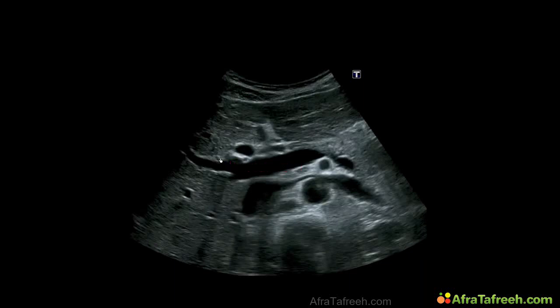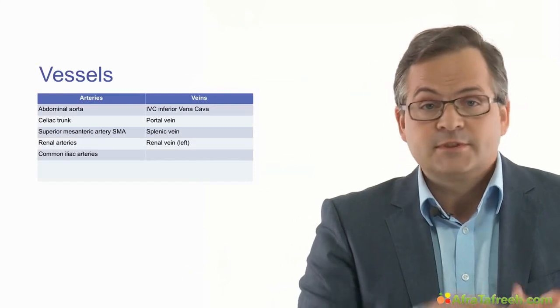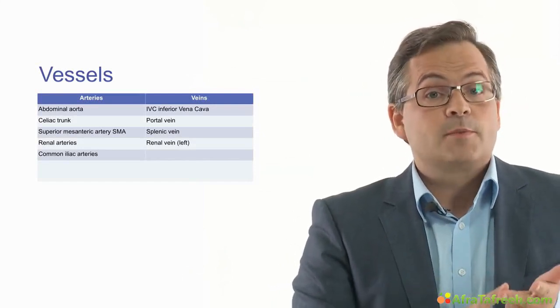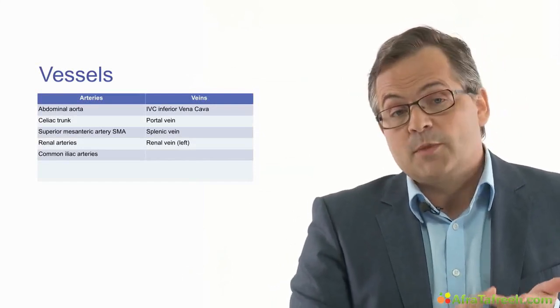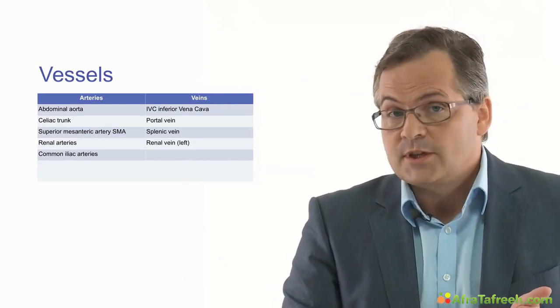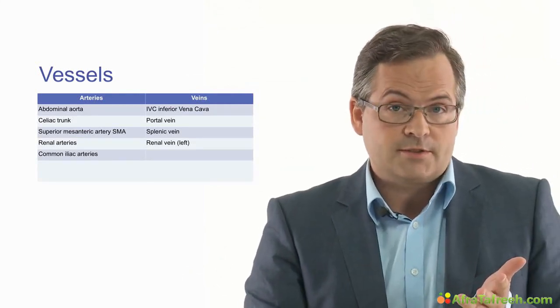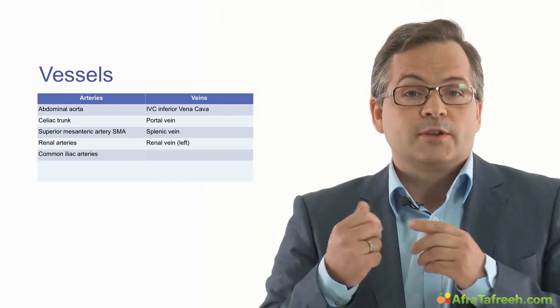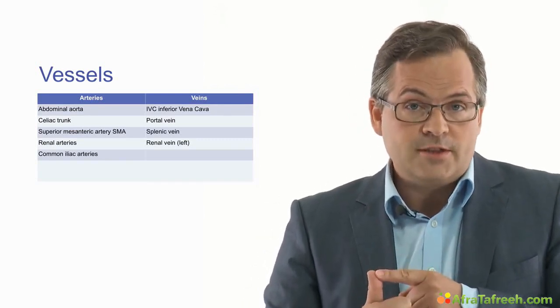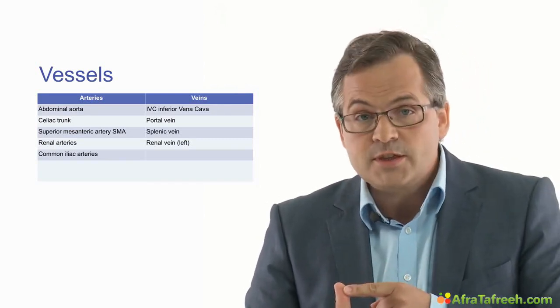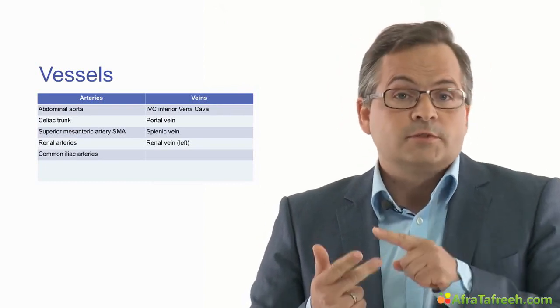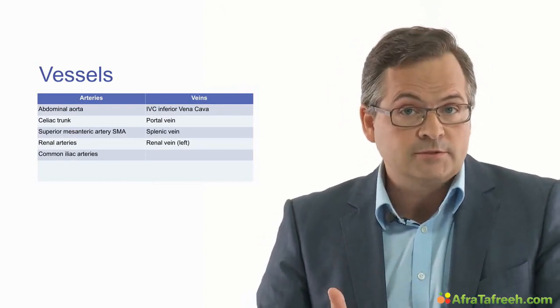portal vein. We managed to identify the arterial vascular tree: the abdominal aorta, celiac trunk, superior mesenteric arteries, and maybe also the renal arteries and the common iliac arteries. And we found the very important venous landmarks: the IVC, splenic vein, maybe also the renal vein and the caudal vein. We have to know the most important measurements of the aorta.